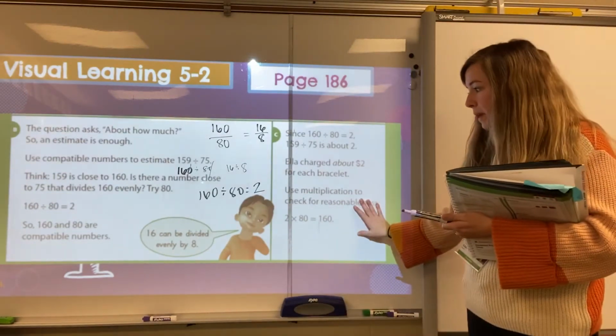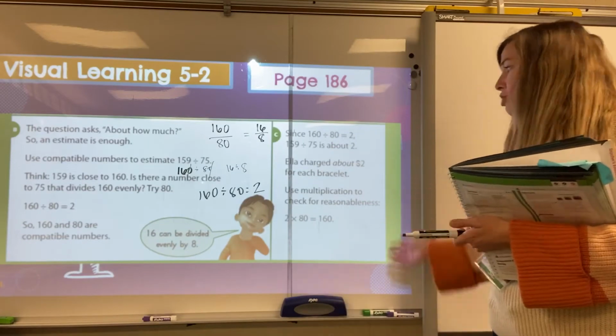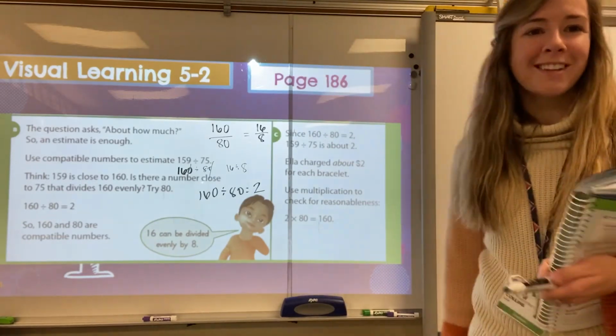Okay, you can always use multiplication to check. So you can do 80 times 2 and you'll get that 160. So Ella charged about $2 for each bracelet.